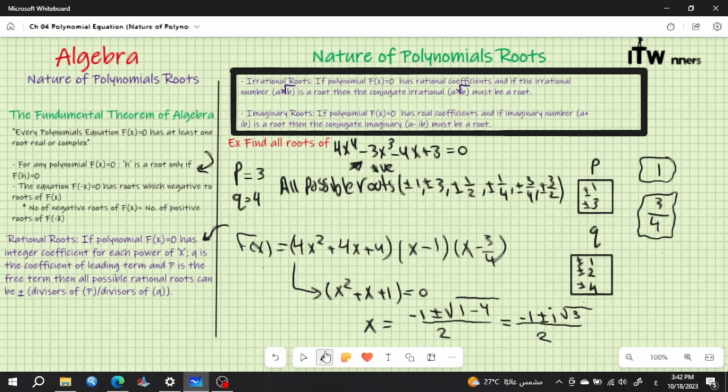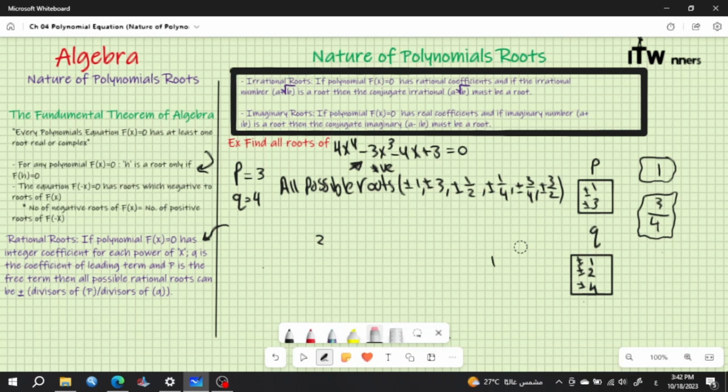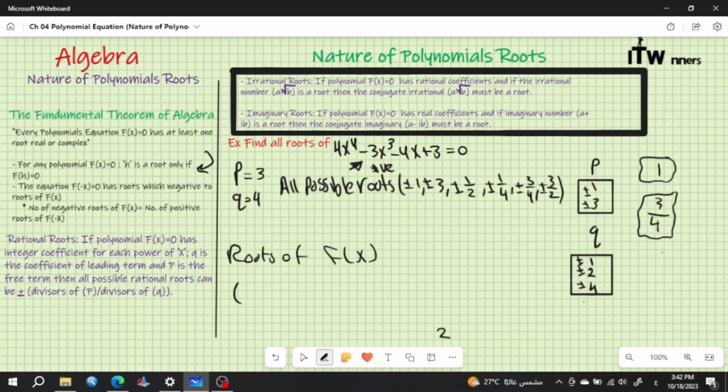Okay, then our roots are here, roots of f of x are here we have 1, 3 by 4, and the other two roots are negative 1 plus or minus i square root of 3 by 2. Okay, I hope this clear.